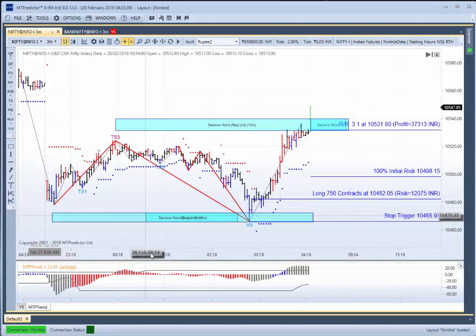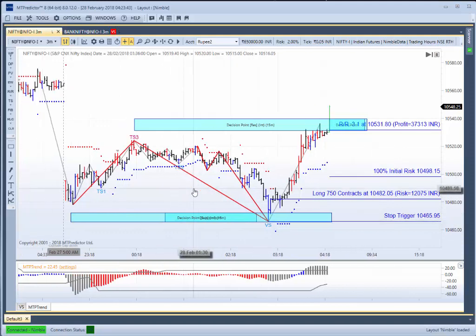So hopefully this has been a good example of not only our VS setup in MTPredictor, but also using multi-time frame analysis, in particular how we waited till the market came into higher time frame support to look to see whether there was a shorter time frame trade setup at the time, and then look to take that trade on the shorter time frame. So this is what we do with MTPredictor.